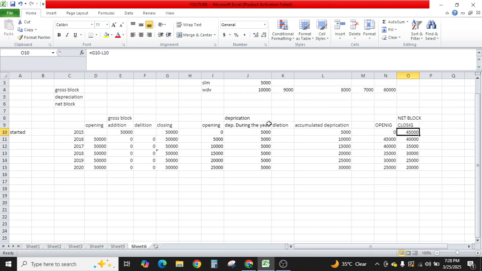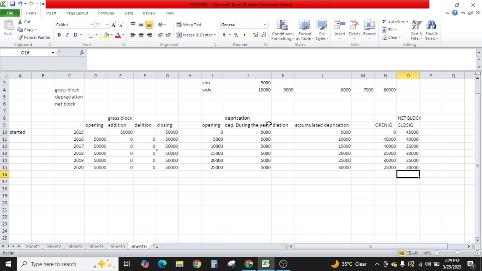So see, our opening value is 0 because we have started in 2015 only, so our opening net block will be 0. Now the formula for closing net block is closing gross block minus accumulated depreciation, and the opening will be the previous year's closing. Here it will be gross block minus accumulated depreciation each year. This thing which you are seeing goes in the P&L and balance sheet.